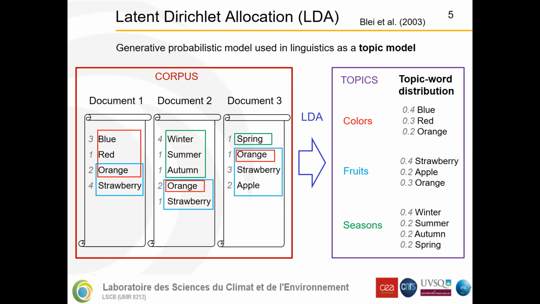We can get, from the previous example again, the topic-word distribution with certain weights. For example, blue will have a 0.4 weight in this corpus when the topic is colors, red 0.3, and orange 0.2, but orange also appears in fruit with another weight. So you see how it works, and with this distribution you can decide what is the most important word in your topic and what is the least important. If you want to know that you're talking about seasons, but more about winter, you have this information here.